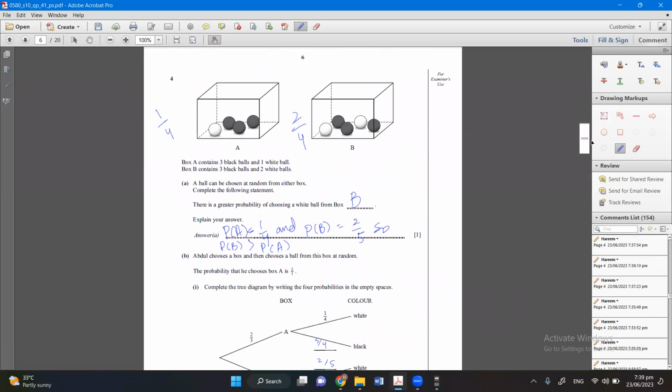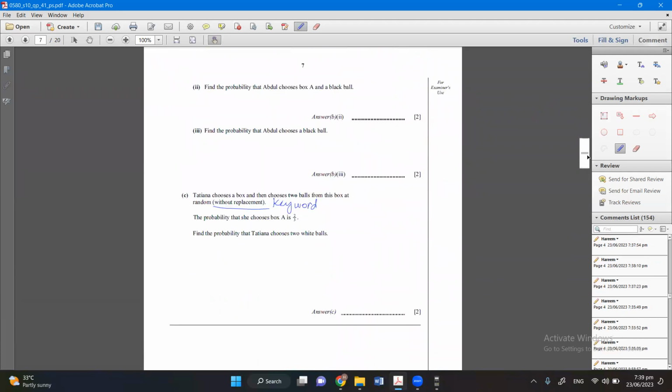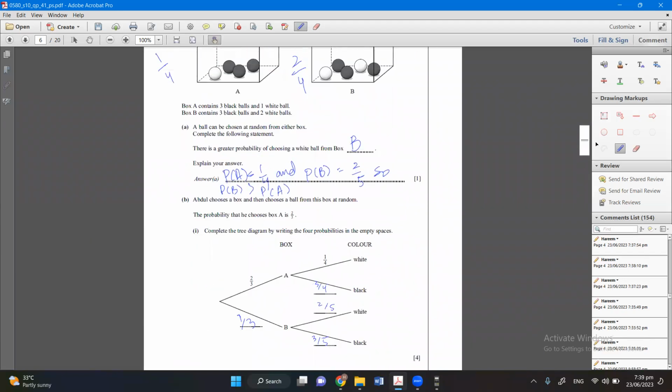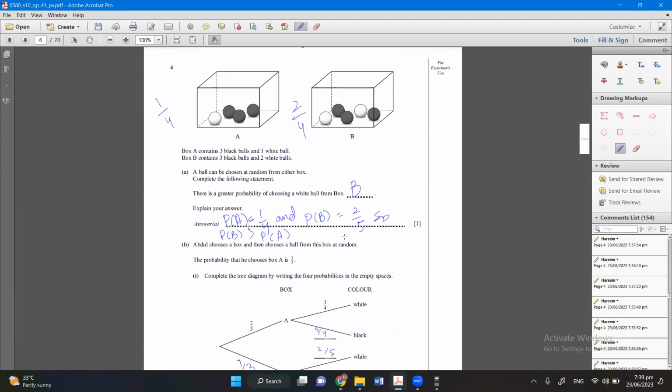Question number 4 is of the probability, okay। So I guess we are going to solve the part A of this question in this video, and we'll be continuing the other parts in the next video, okay। So box A contains 3 black balls and 1 white ball. Box B contains 3 black balls and 2 white balls. The part A is saying a ball can be chosen at random from either box. Complete the following statements. There is a greater probability of choosing a white ball from box. What? Explain your answer. Okay.